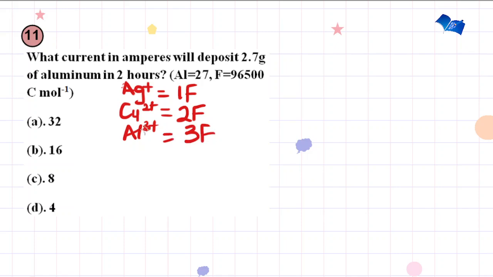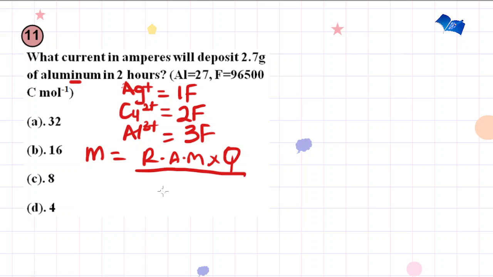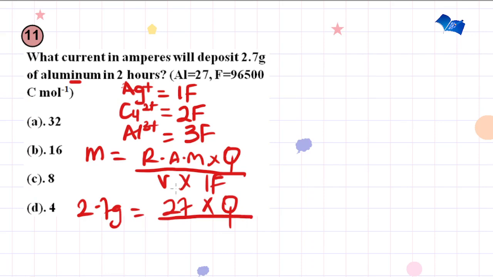Now let's focus on our question. We have aluminium here. The expression we are going to use is mass equal to relative atomic mass times the quantity of electricity all over the valency times 1 Faraday, which is 96,500. Our mass is 2.7 gram. Relative atomic mass, we have 27 gram times quantity of electricity, which we do not know, and the valency 3 times 1 Faraday, 96,500. Now look at this quantity of electricity. That is what we're going to use to find our current in amperes.